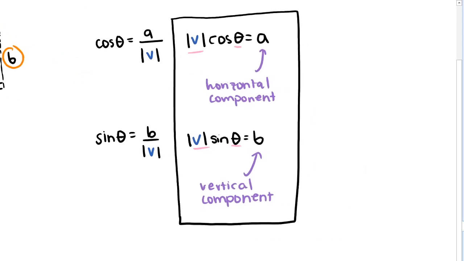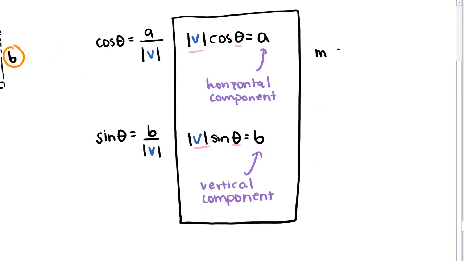So maybe I'll label this here. This is to go from the magnitude and angle to the component form of the vector.